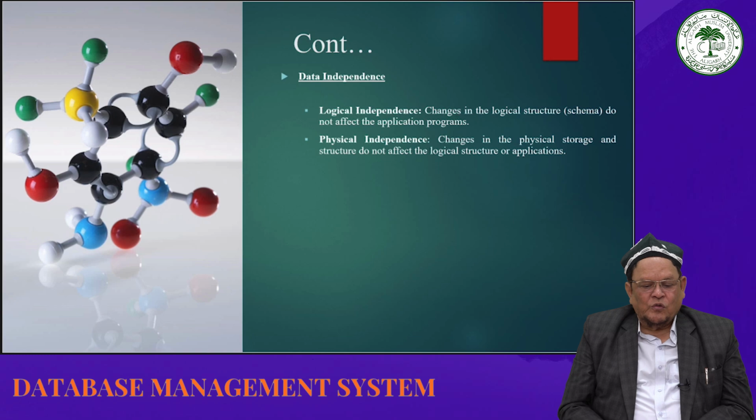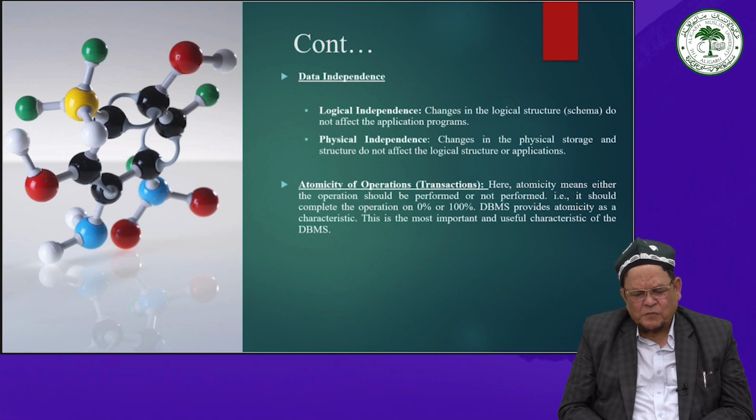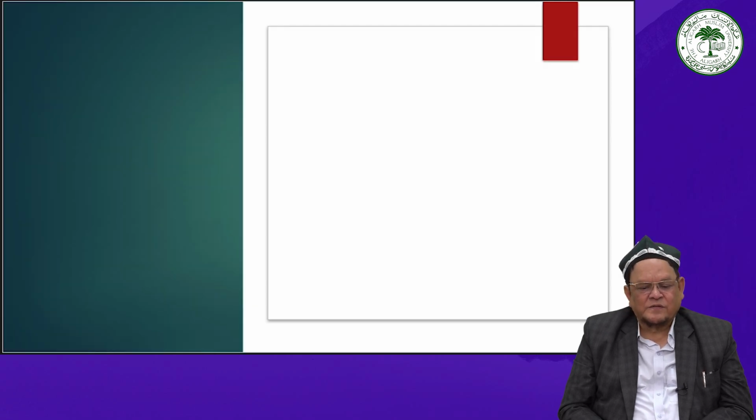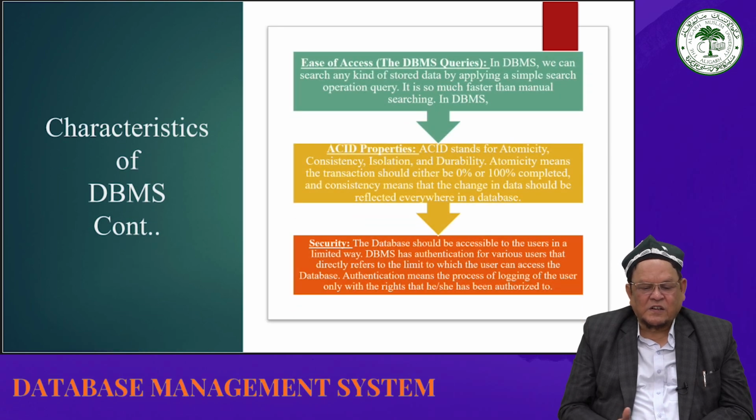We continue to data independence, already explained for that. Integrity also, it must be integrated. It must ensure the accuracy, consistency, and reliability of data by enforcing constraints. So these are the characteristics of the database.